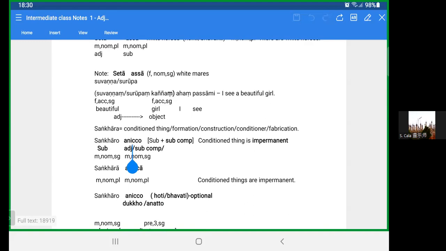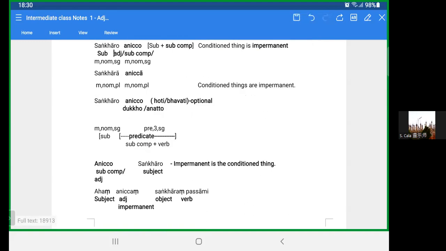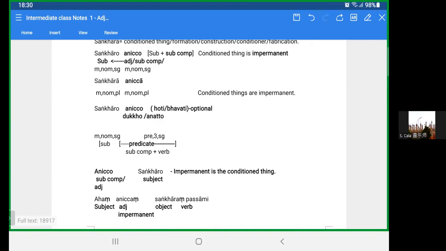Okay, so which is the adjective? Anicco is the adjective. So anicco, better I write it. Normally we can draw a line like this. Anicca becomes anicco because it follows or modifies Sankaro. So then everything will be masculine nominative singular. That is when it's an adjective.